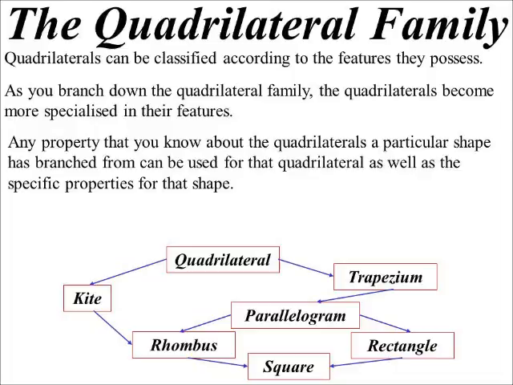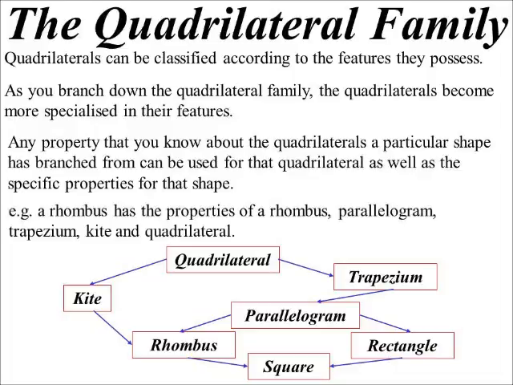Okay, so example, a rhombus branches off a kite. It also branches off a parallelogram. And for that matter, you can trace it back to the trapezium as well. So any feature of the trapezium, the parallelogram, the kite, or even just the basic quadrilateral, could be used in a rhombus. In fact, the classic one is the area of a rhombus, because the formula you use for the area of a rhombus is not actually the formula for a rhombus. It's actually the formula for the area of a kite. But because a rhombus branches off a kite, we can use that formula.